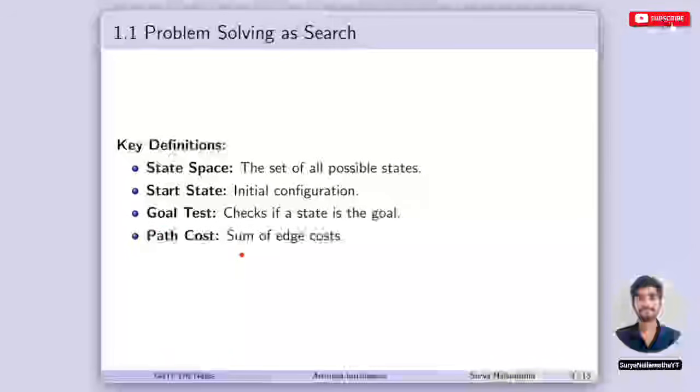The state space means the set of possible states we have. The start state means the initial configuration. The goal test checks whether the goal state we need to find has been reached, and the path cost is the sum of the edge costs. So these are the key definitions we have.